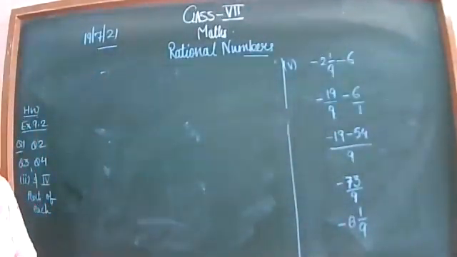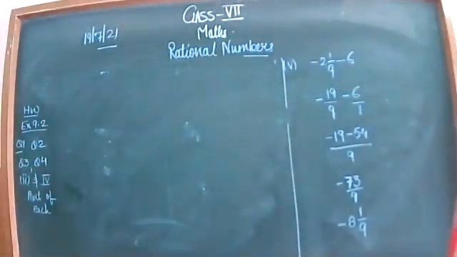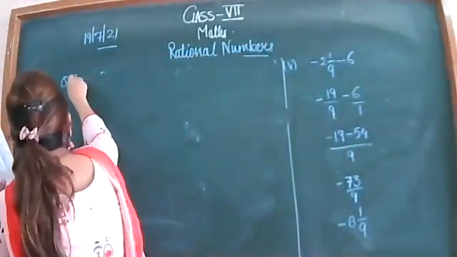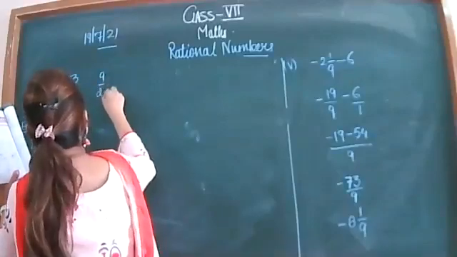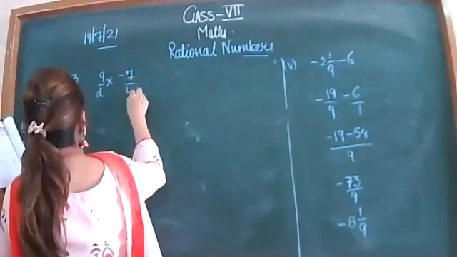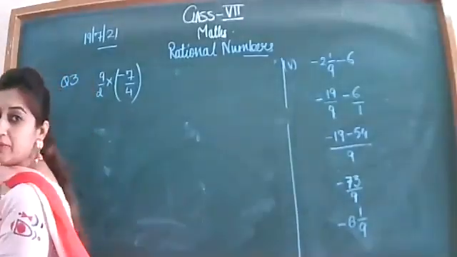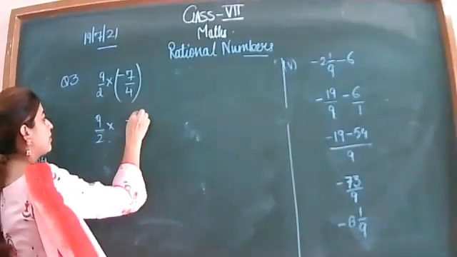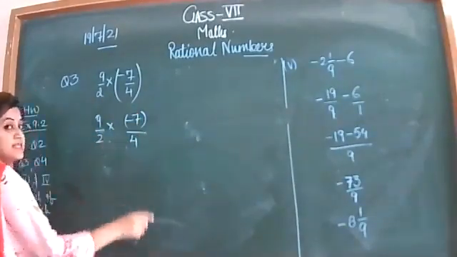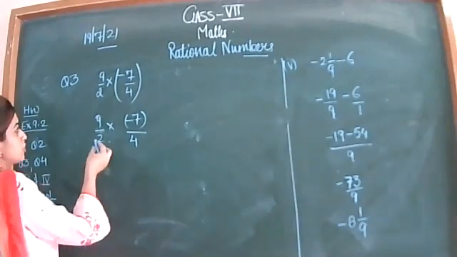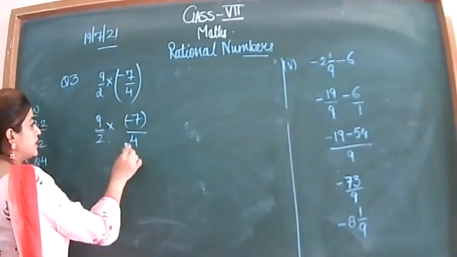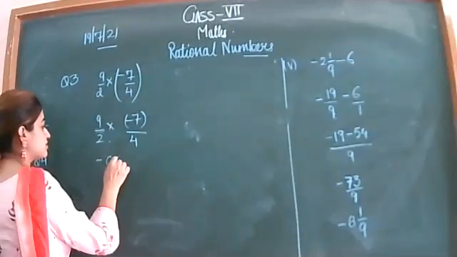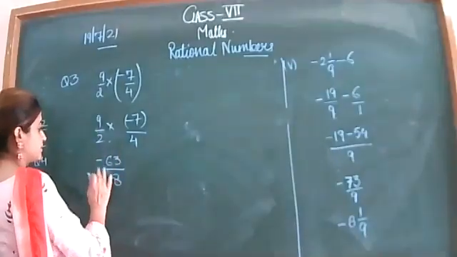Now let's start with the next question, that is of multiplication. In case of multiplication, we can't take LCM. 9 by 2 multiply by minus 7 by 4. Multiply them, 9 by 2 into minus 7 by 4. Cancel out the terms if possible. Here it's not possible to cancel out the terms, numerator with the denominator. So directly multiply them. 9 sevens are 63, 2 fours are 8.